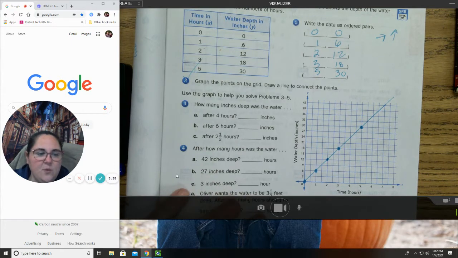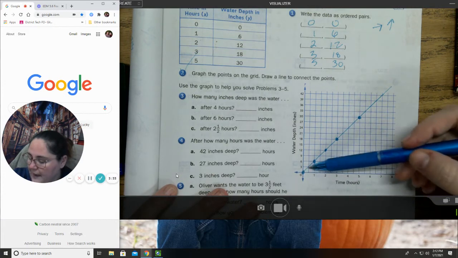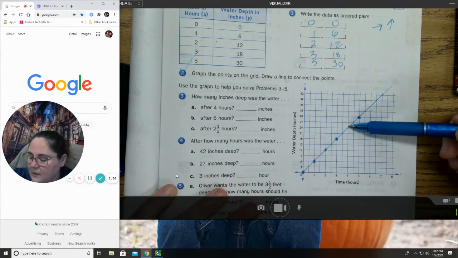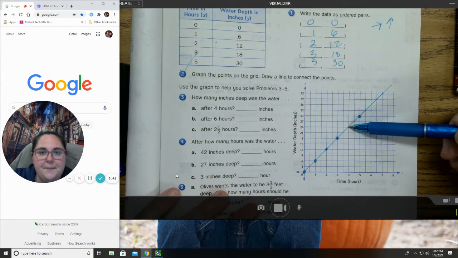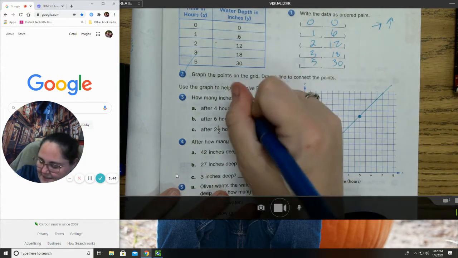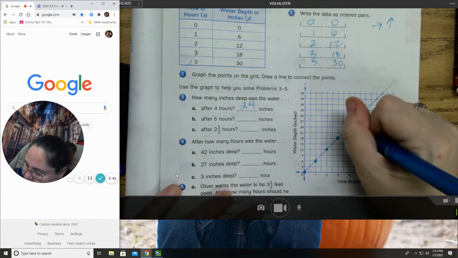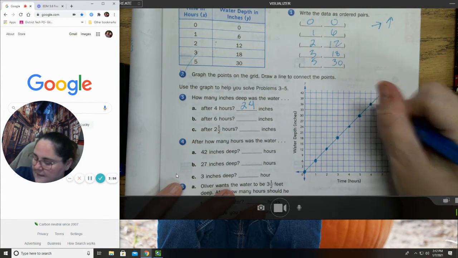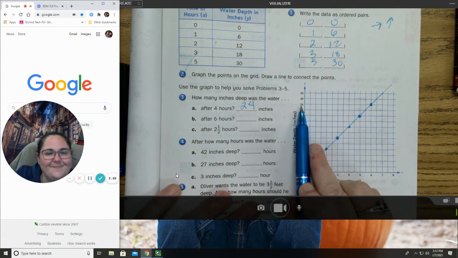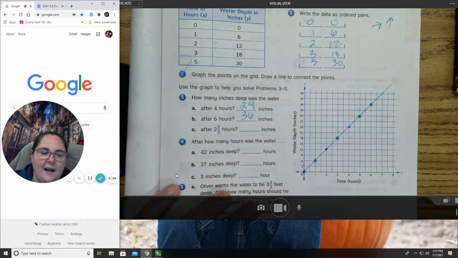How many inches deep was the water after 4 hours? So I'm going to go over to 4 hours, and I'm going to see where it hits my line. After 4 hours, my water was how deep? That's right, 24 inches. How deep was my water after 6 hours? Over to 6, up to my line. How deep was my water? 36 inches.